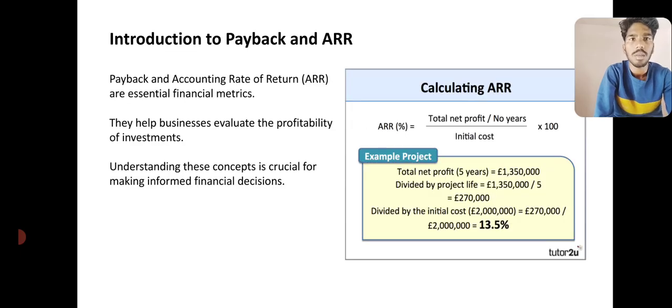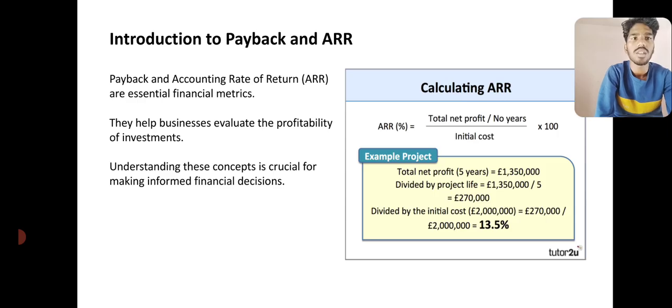So, introduction to the payback and ARR. Payback and accounting rate of return. What is the full form of ARR? It means accounting rate of return. Payback and accounting rate of return are techniques in industrial management which are essential for planning profits and losses, managing accounting in industries, and they help the business with profitability and investments. Understanding these concepts is also crucial for financial decisions to earn profits in the company.